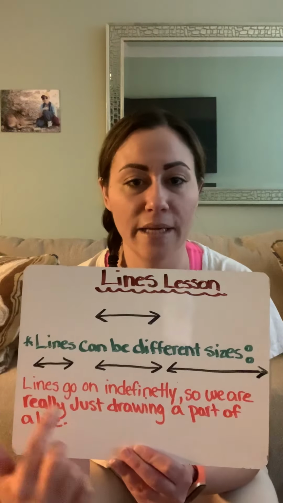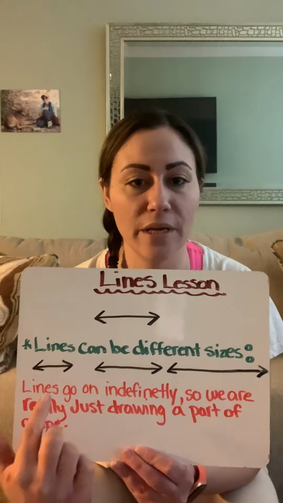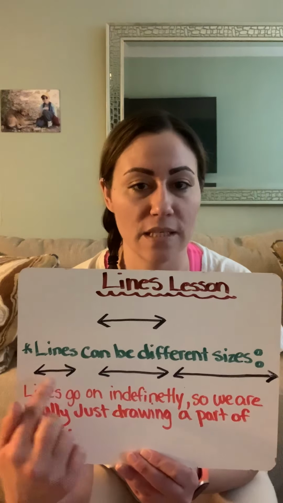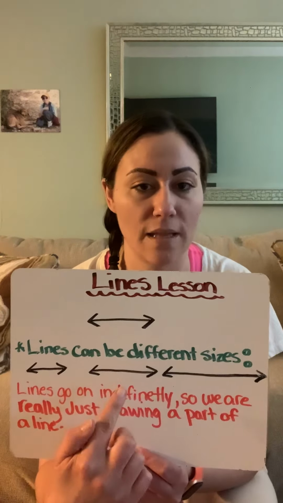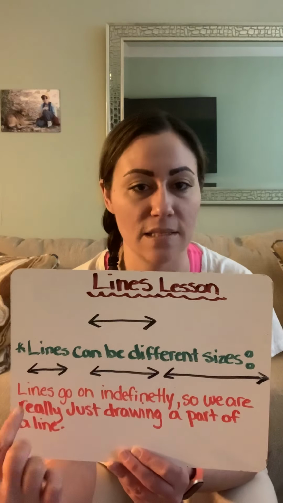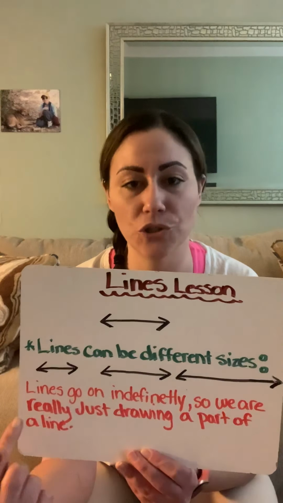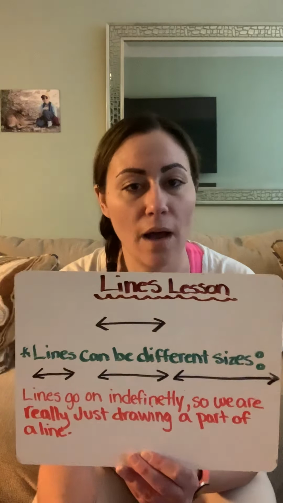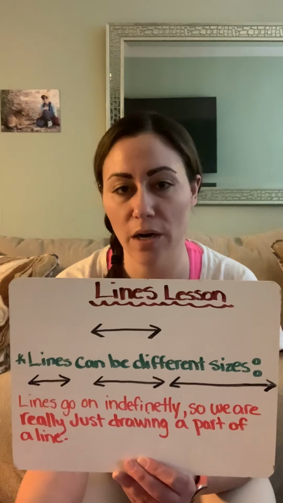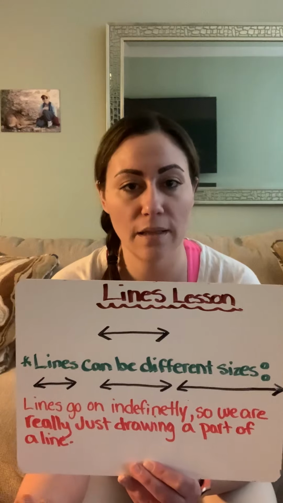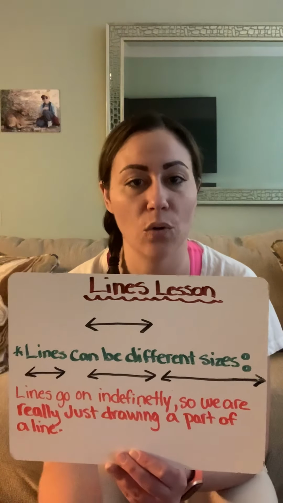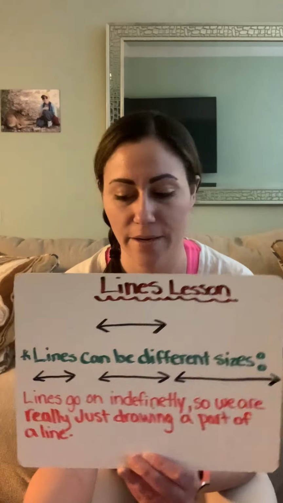And a line can be all different sizes. You see here the lines don't have to look exactly the same, as long as it's a path with 2 arrows on the end. It can be any size. And when you are drawing any type of line, you're really only drawing just a part of the line, because a line goes on indefinitely, forever. So we're really just drawing only a part of a line. Okay.